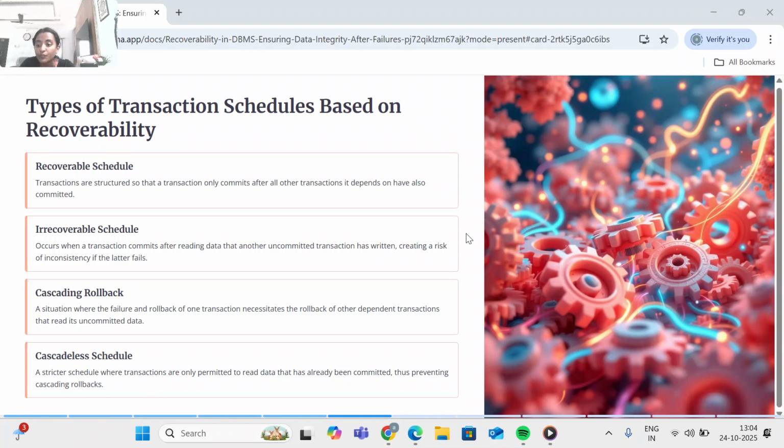Cascading rollback: a situation where the failure and rollback of one transaction necessitates the rollback of other dependent transactions that read its uncommitted data. Cascadeless schedule: a stricter schedule where transactions are only permitted to read data that has already been committed, thus preventing cascading rollback.